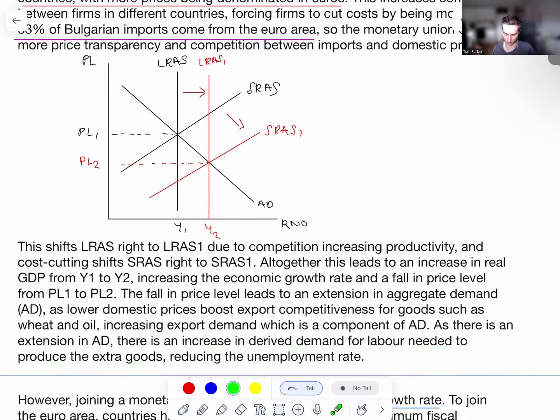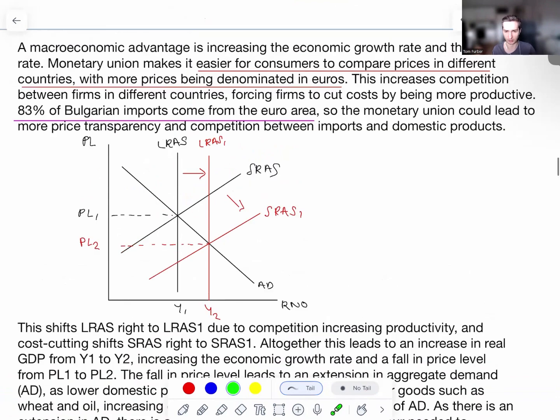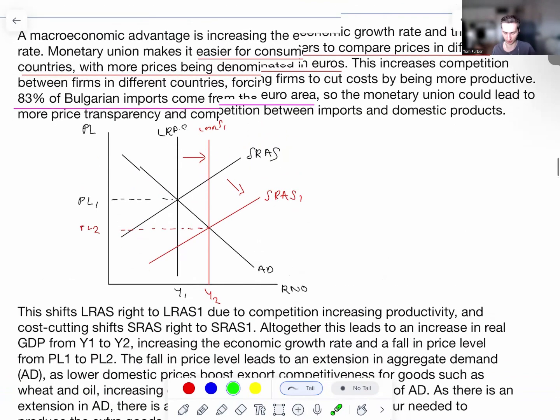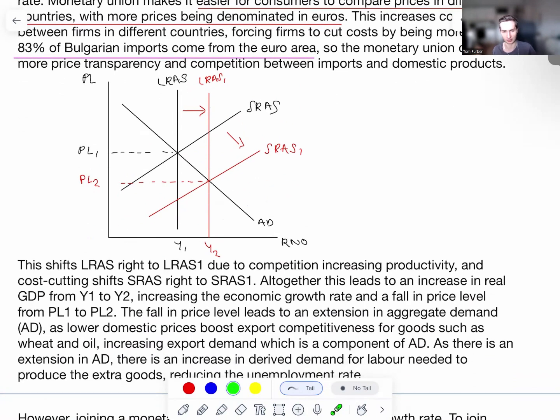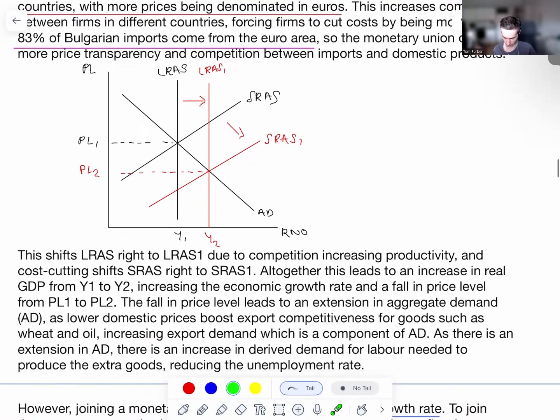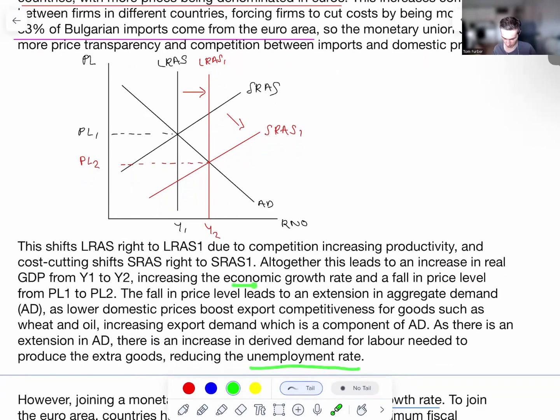So again, just to summarize this paragraph, we're saying there's more price transparency at the start, explaining why in words, but then explaining the diagram in words, and at the very end we're linking back to macro objectives, unemployment rate in particular, but also earlier on to economic growth.